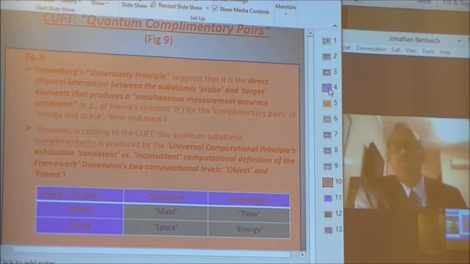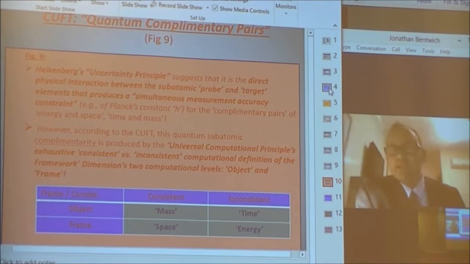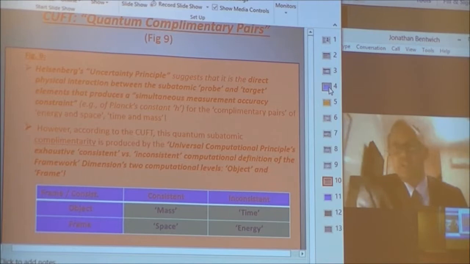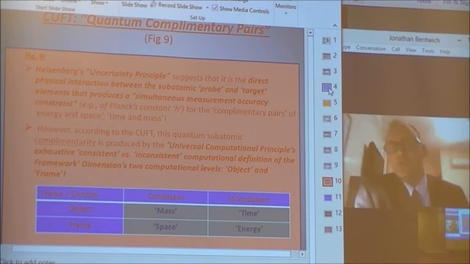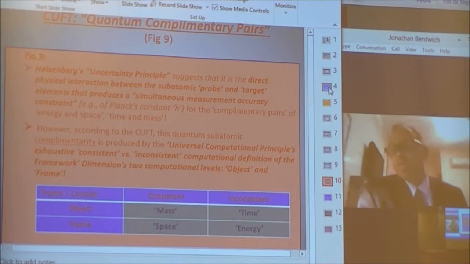It actually says, if it is correct, that mass and time, for example, arrive as secondary, as computational byproducts of the universal computational principles, the computation of an object's consistent or inconsistent presentations across frames. It would be the same as looking at the half full and half empty glass. The more you look at the half full glass, the less you look at the half empty glass, metaphorically speaking. But essentially, these complementary pairs arise not so much from direct interaction, but as a computational constraint, because we're looking at an exhaustive definition of either the consistent or inconsistent measurement or computation of an object, or of a frame, which gives rise to these two complementary pairs of mass, time, space, and energy.